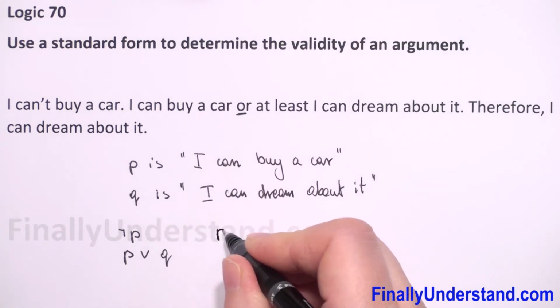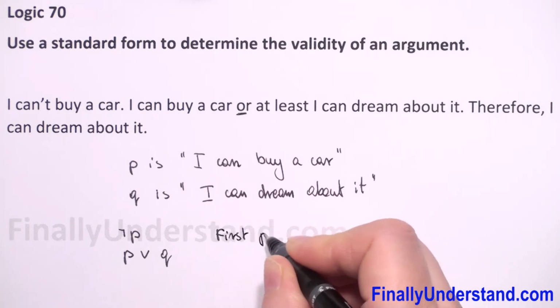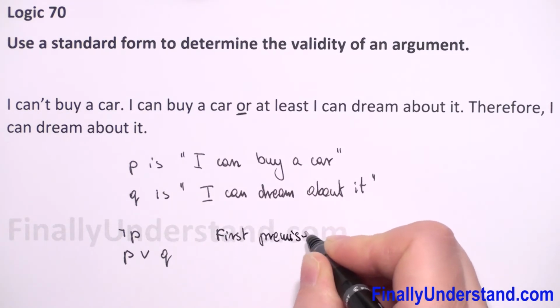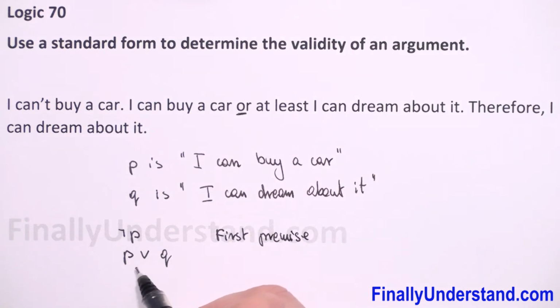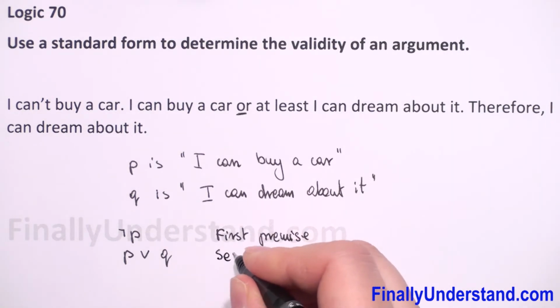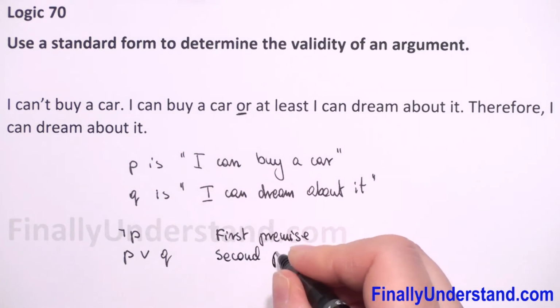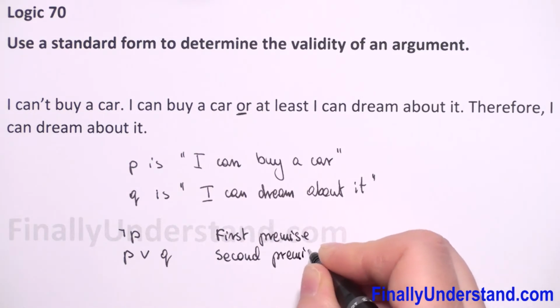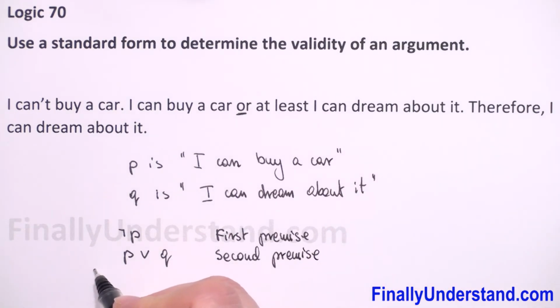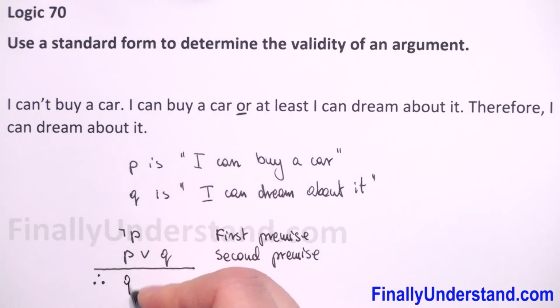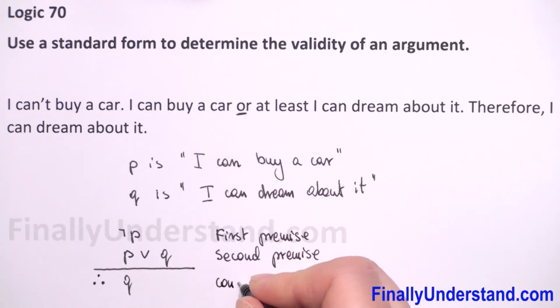Let's write. Next, disjunction P or Q is our second premise. And because we have therefore, it means next we have the conclusion. For the word therefore, we put 3 dots and we have the conclusion, I can dream about it. This is our Q. This is the conclusion, of course.